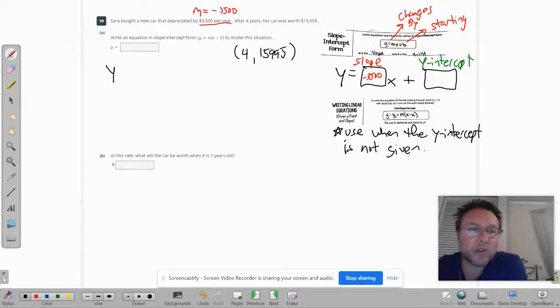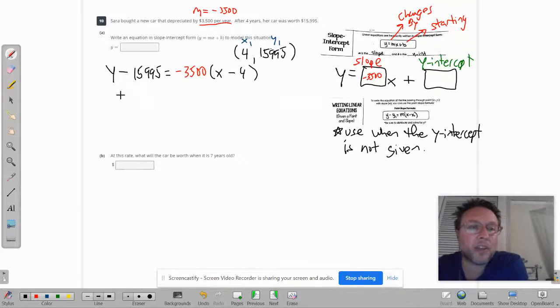And so I've got y. They do give me an x and they give me a y. So I'm going to call that x1 and y1. So my y1 is 15,995 equals my slope, which they gave me, I got that for free, which is negative 3,500. And then that's times x minus x1, which would be 4.